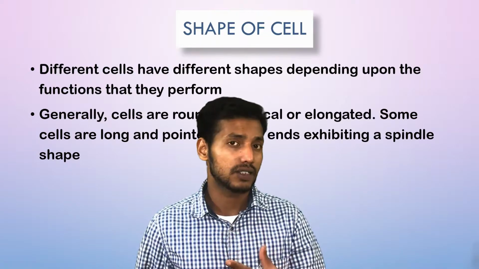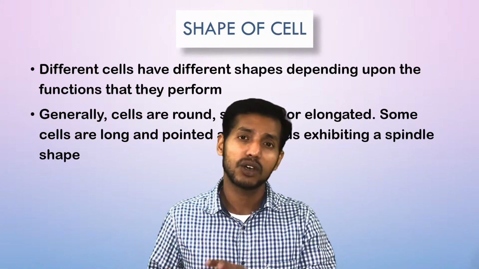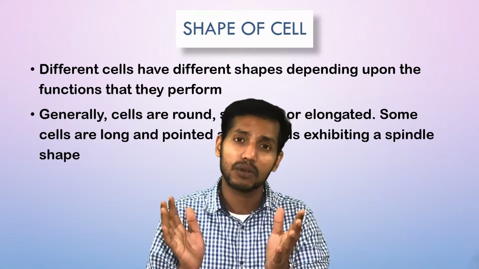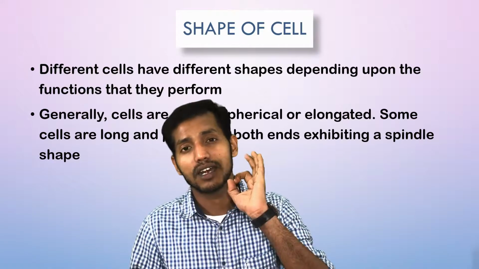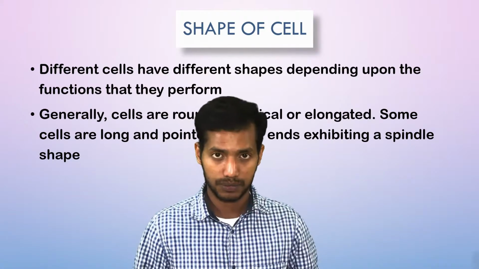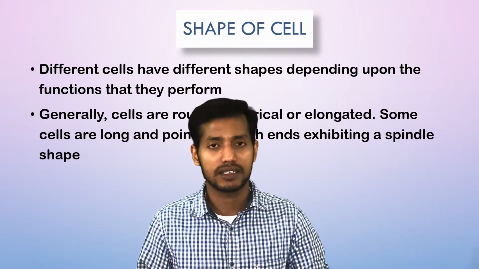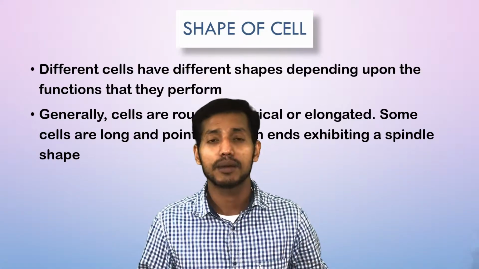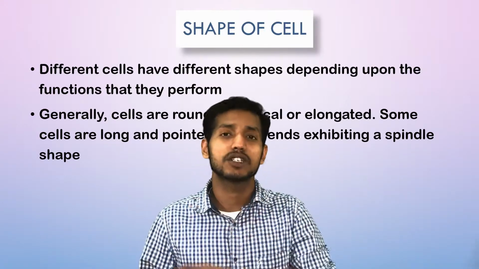So the shape of the cell does not depend on the size of the organism or the shape of the organism. It purely depends on the function that a particular cell performs. Generally, cells are round, spherical, and elongate. Some cells are long and pointed at both ends, exhibiting spindle shape.